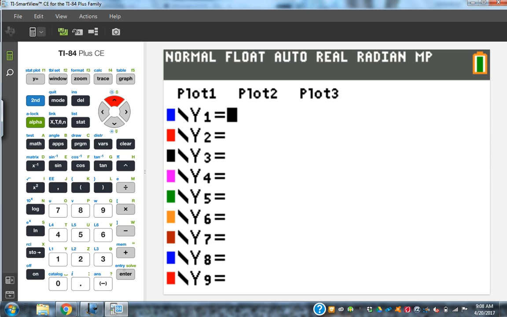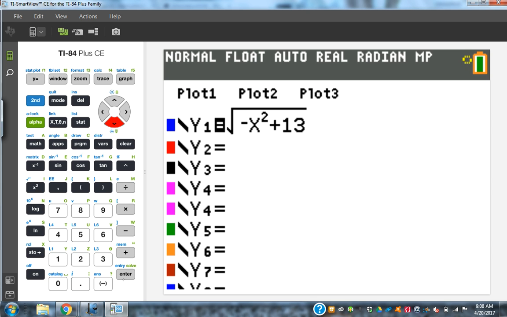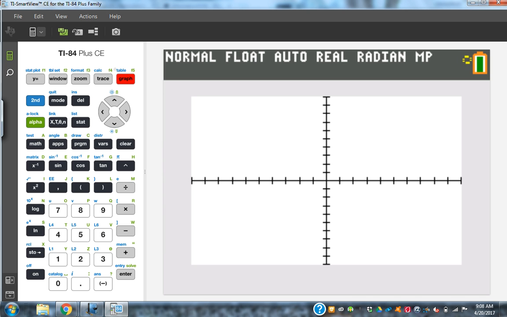And on y1, I've got to put the positive side of that. So positive square root of negative x squared plus 13. Or if you did 13 minus x squared, it's the same thing. But then on y2, I've got to do the negative side of that. And then I'm just going to let you see that graph there.